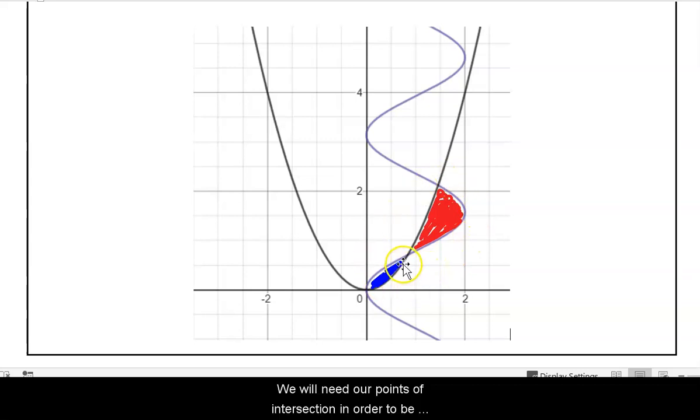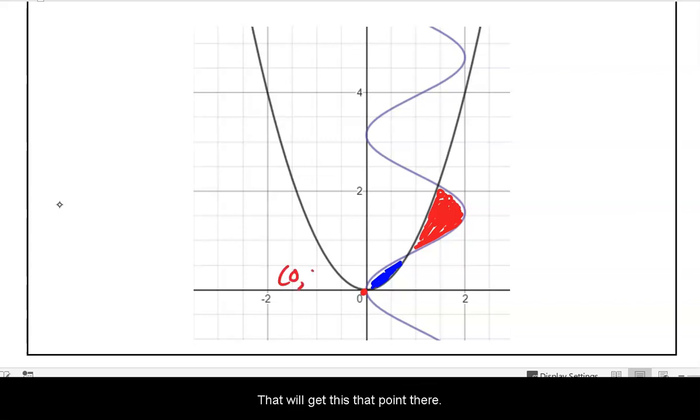We will need our points of intersection in order to be able to compute them. You can see that they must both intersect at the origin, which is (0, 0). That will give us that point there. How can we find these 2 points, which are here? In order to find those 2 points, we need to be able to figure out when the two coincide. Let's see if we can determine that.